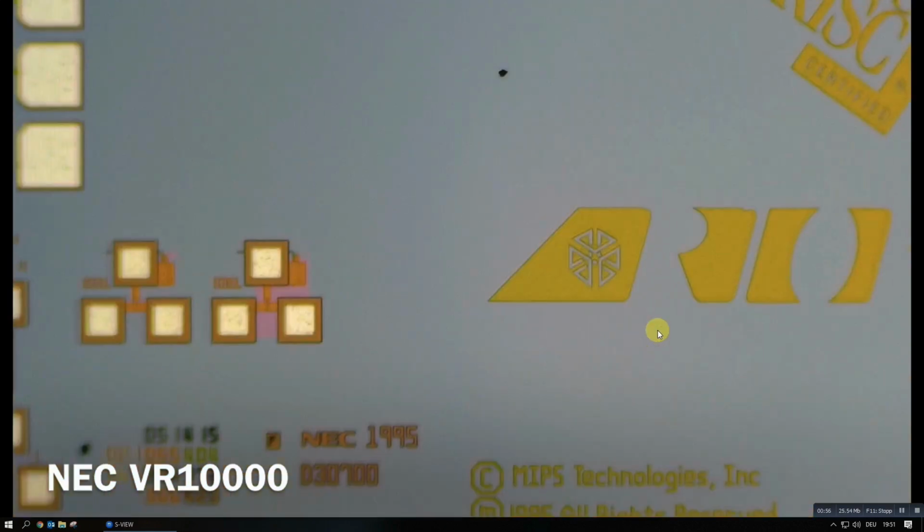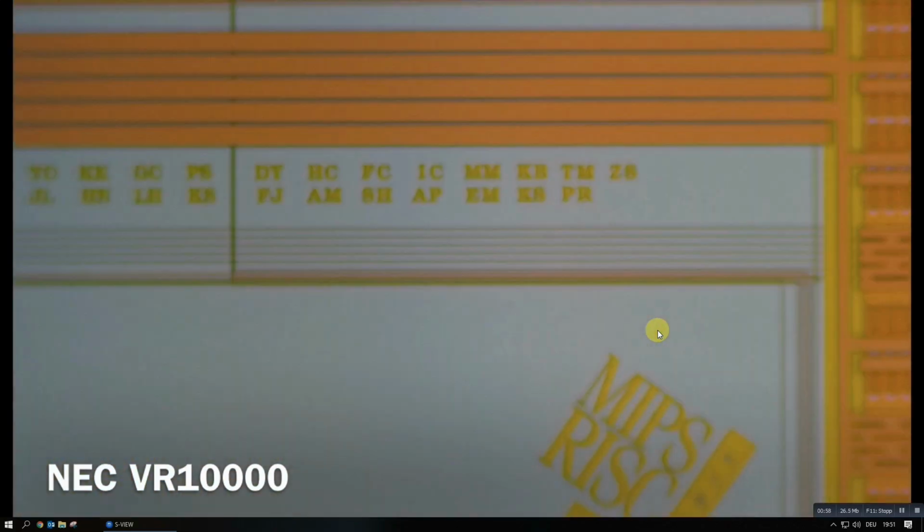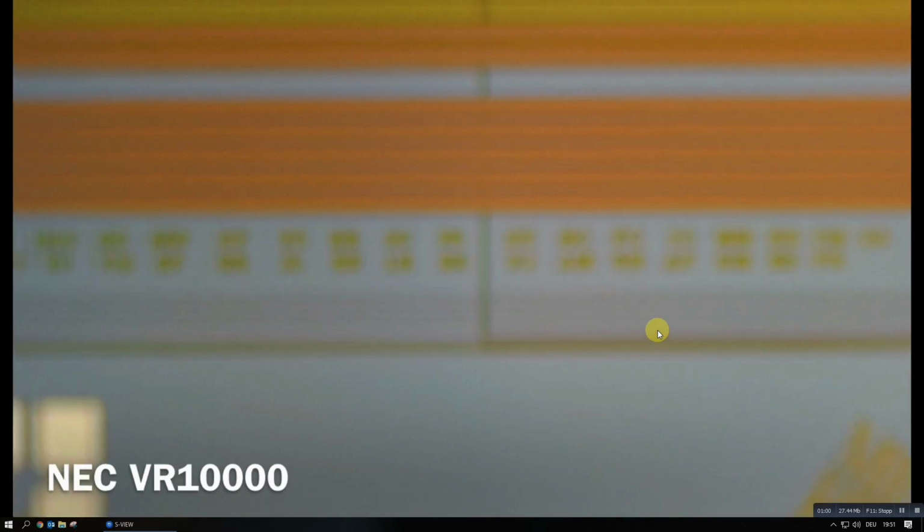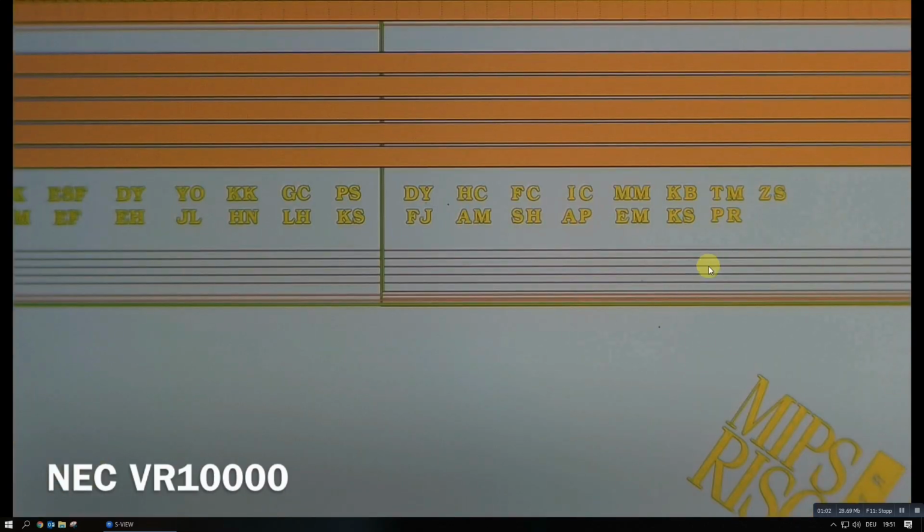What you can also usually find on these CPUs are the initials of project members or designers, and here we have them. These are a lot of letters from people who were working on this CPU.